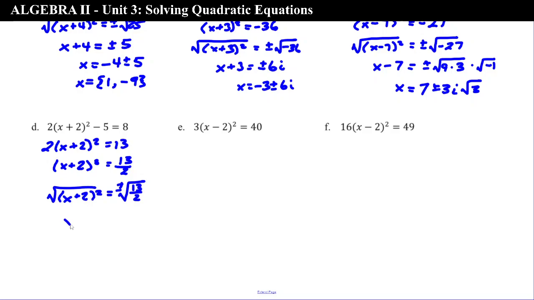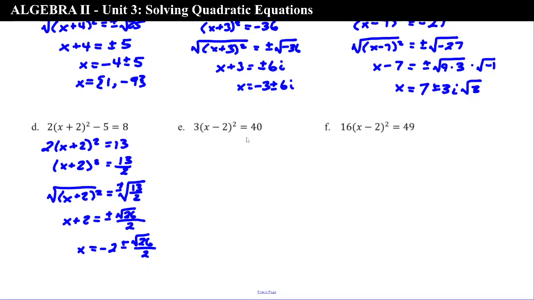So let's go ahead and simplify the left-hand side. Take the square root of something squared, and that's what's left, x plus 2. On this side, when we rationalize it, we're going to multiply the top and the bottom by the square root of 2. That's going to give us a square root of 26 on the top and 2 on the bottom. And then all we've got to do is subtract 2 from each side. And that gives us our final answer, negative 2 plus or minus the square root of 26 over 2. Doesn't look pretty, but that's our answer.